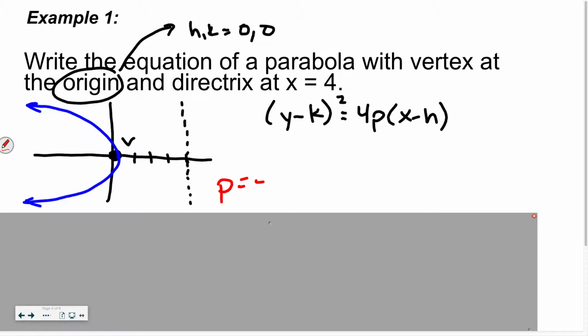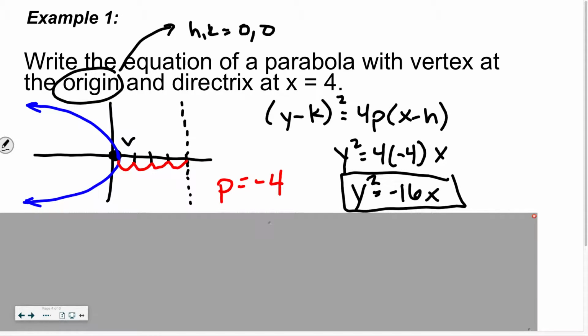And the value of that is negative 4. Where are we getting the 4 from? If we counted 4 to the directrix, then we would have counted 4 to the focus, because the vertex point has to also be equidistant from the vertex and the directrix like any other point. So I have everything I need. I can say y squared equals 4 times negative 4 times x, which is just y squared equals negative 16x.